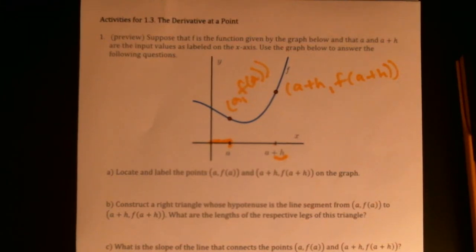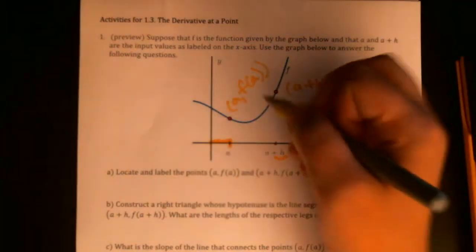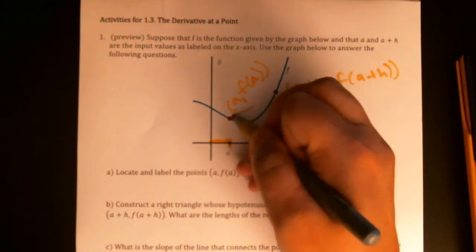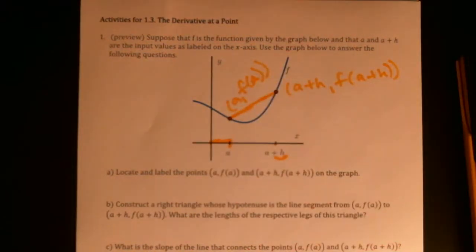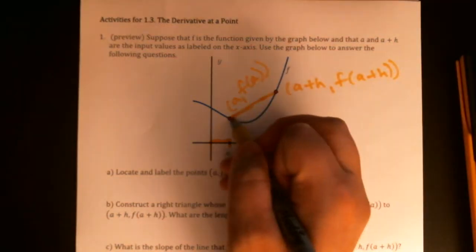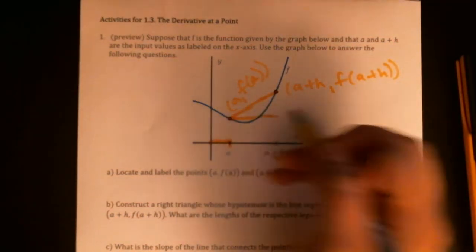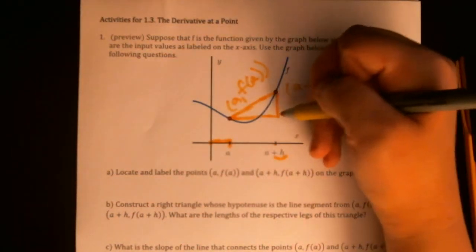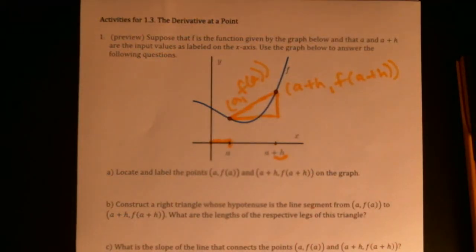And for part B, we're supposed to draw a triangle whose hypotenuse is the line segment between these two points. So if we connect the dots, there's our line segment, and then we're supposed to make a right triangle. I'm going to draw mine down here, although I don't know if the wording implies it has to be. It could be up above as well. Okay, and then we're supposed to figure out how long each of the legs of the triangle is.